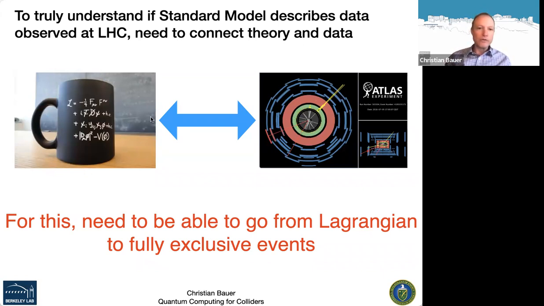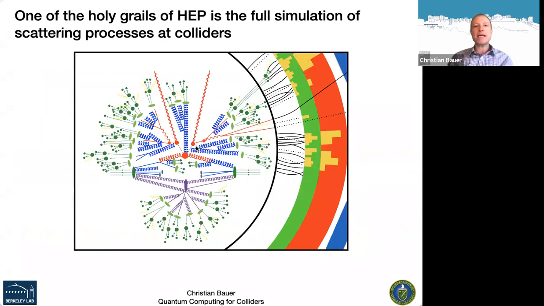And clearly what we need to do in this, we need to connect theory on one side to data on the other side. And so we need to be able to go from Lagrangian to events that are actually observed at the LHC, for example. And what is typically observed is fully exclusive events, and this has been a real bottleneck in a theoretical understanding. While we can make predictions for somewhat inclusive observables, to really make predictions for fully exclusive observables is quite difficult. And so I would say this is one of the holy grails of high energy physics, the full simulation of a scattering process at colliders.